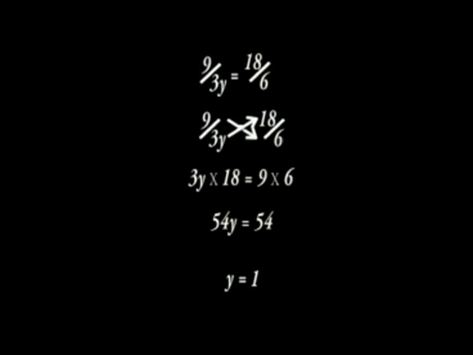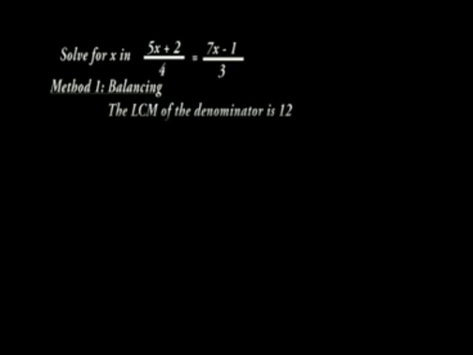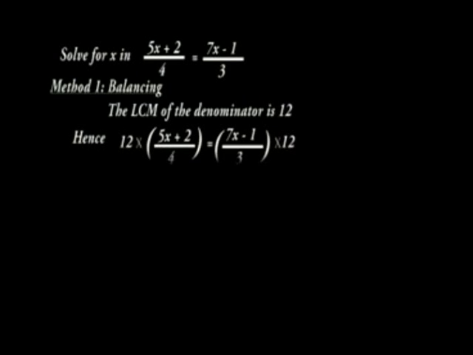A more complex example. Solve for x in 5x plus 2 over 4 is equal to 7x minus 1 over 3. Method 1, balancing. The LCM of the denominators is 12. We thus multiply each side by 12, and we shall have 15x plus 36 equal to 28x minus 4.